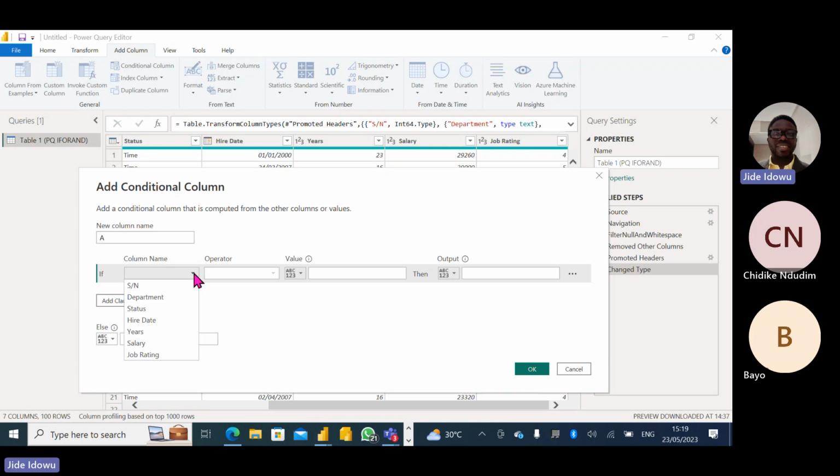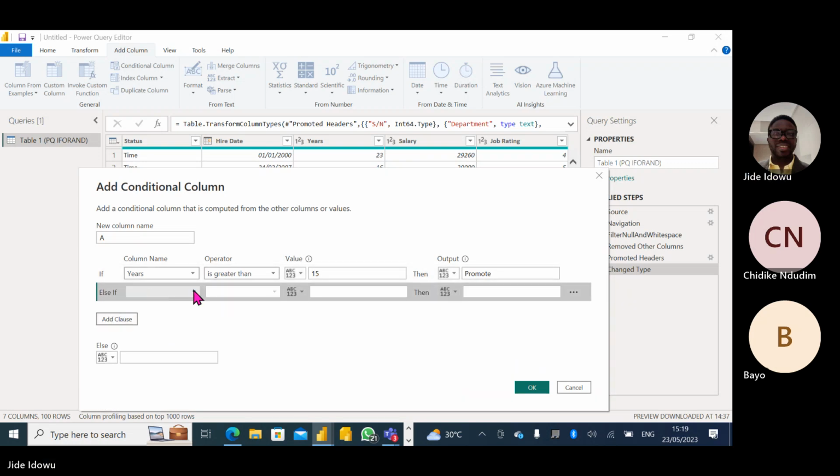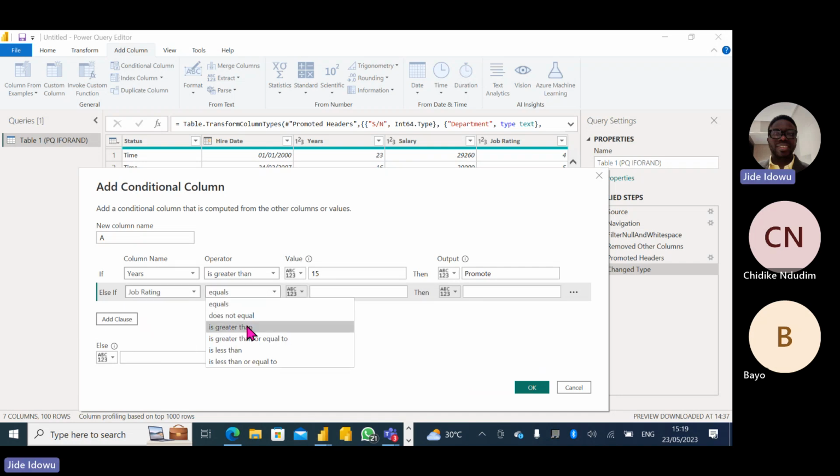If what? If year, which is this column, is greater than what? Greater than 15. That means if a staff has stayed above 15 years, what should happen? It said we should promote them. Then I'll click on add clause and I'll say if this time around job rating is greater than 3, right? Yes. They said they should get bonus. So anyone that does not meet either of these conditions will just get a gift.